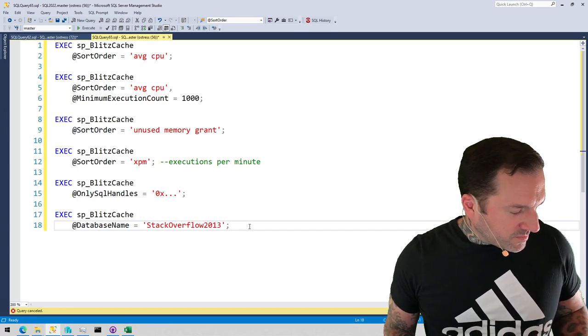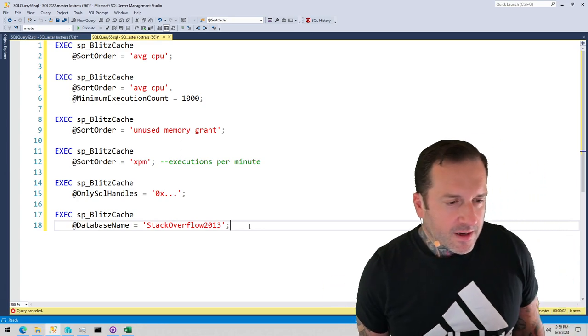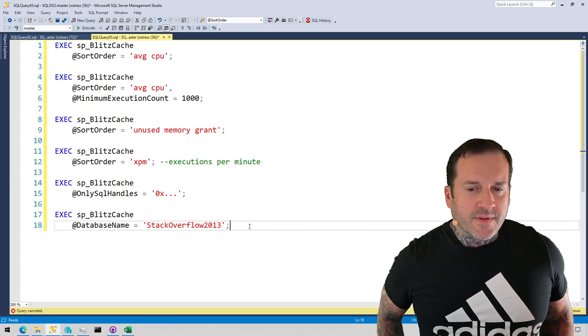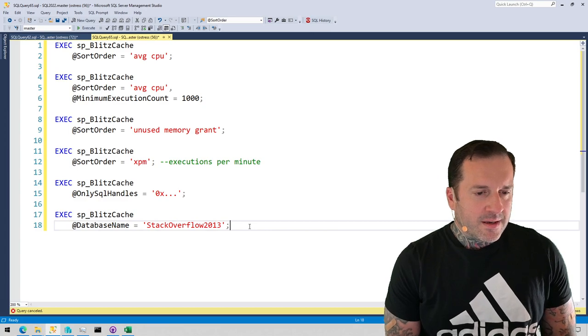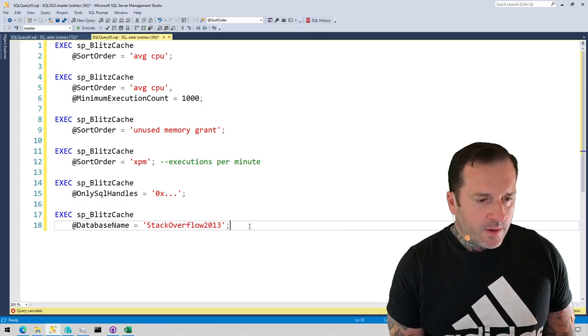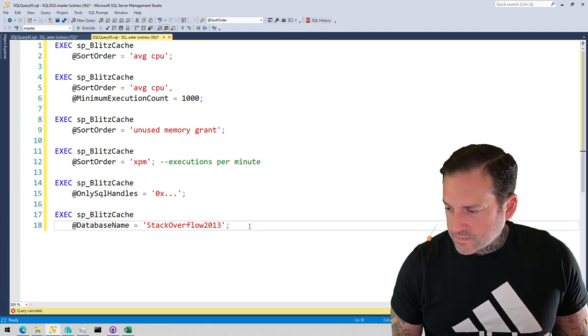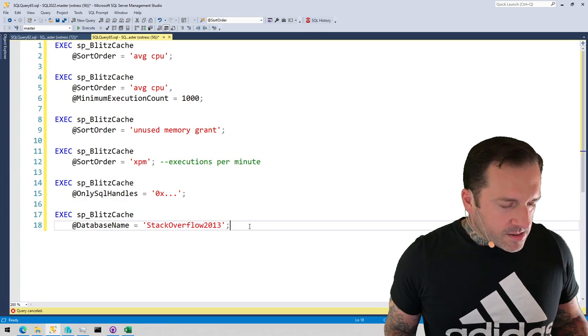So I'm going to talk. The demo server hasn't had a lot going on in there, so there's not really going to be any big fireworks if I run this to get results. So I'm just going to talk through some of the different ways, and sort of caveats and gotchas, that I use sp_BlitzCache to figure out.